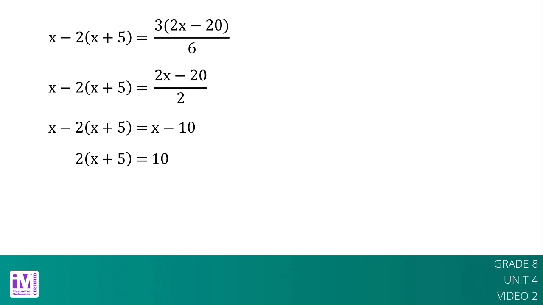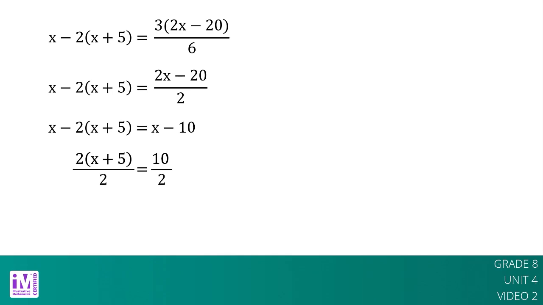Well, the 2 and the 5 multiplied together are 10. So this means the 2 and the x multiplied together cannot have a positive or a negative value. Another useful structure in this equation is that each of these expressions, 2 times the quantity x plus 5 and 10, are divisible by 2.